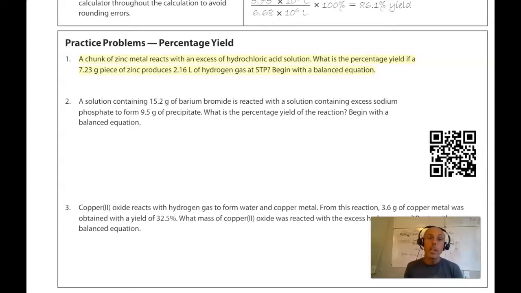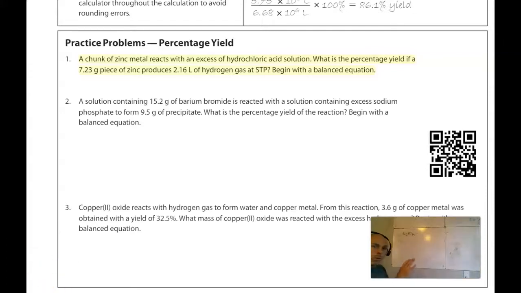So what we're going to do in this problem, after we write our balanced equation, is to take the mass of the zinc and, using stoichiometry, calculate how much hydrogen gas in theory will be produced. That will be our theoretical yield coming from stoichiometry. We'll then compare that to how much was produced, this 2.16 liters, in that percentage yield formula you just saw, and that'll be our final answer. So I'm going to take you to the whiteboard once again to solve this problem.